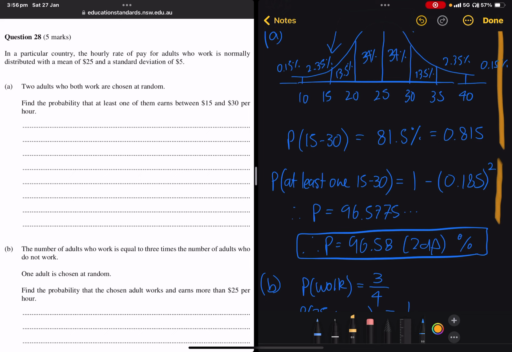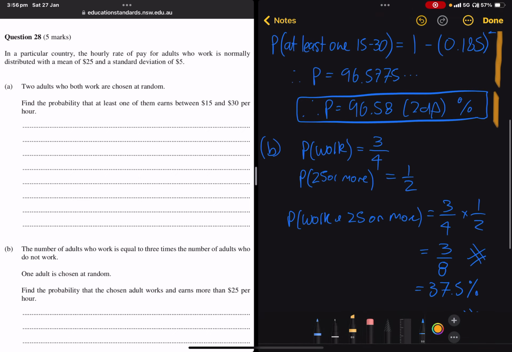You could find the probability that one doesn't, one does. You could draw a tree diagram. There's a whole bunch of ways to go here. And then to get the third mark, you need the correct solution, which in this case was 96.5775 or 96.58 to 2 decimal places. It doesn't specify rounding, so we don't need to round. You can just leave the answer in its full form.